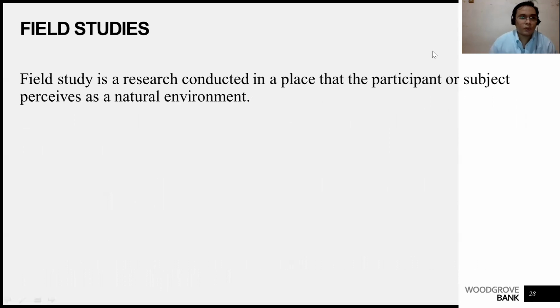The last one is what we call field studies. A field study is research conducted in a place that the participant or subject perceives as a natural environment. In a simulation, most of it is done in a laboratory, in an enclosed space. In contrast, a field study is an experiment or a study which involves the natural habitat or the natural environment of a participant.